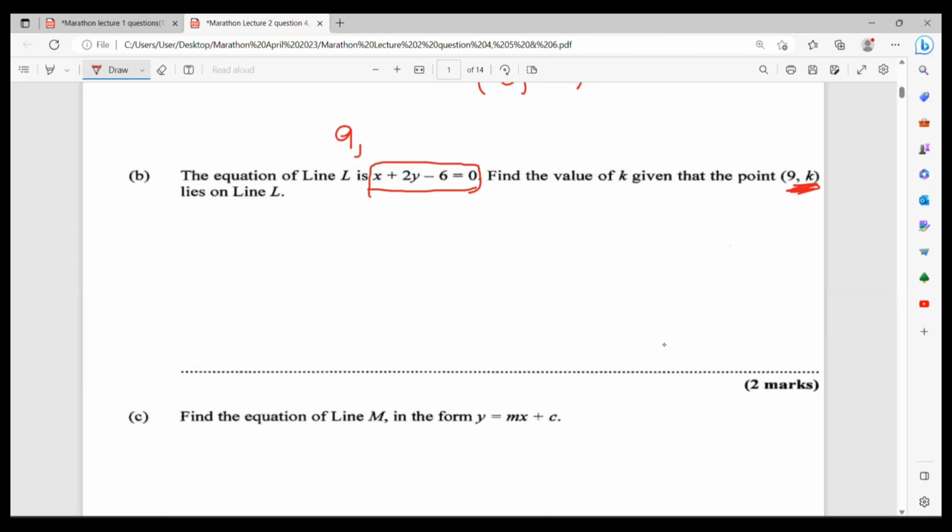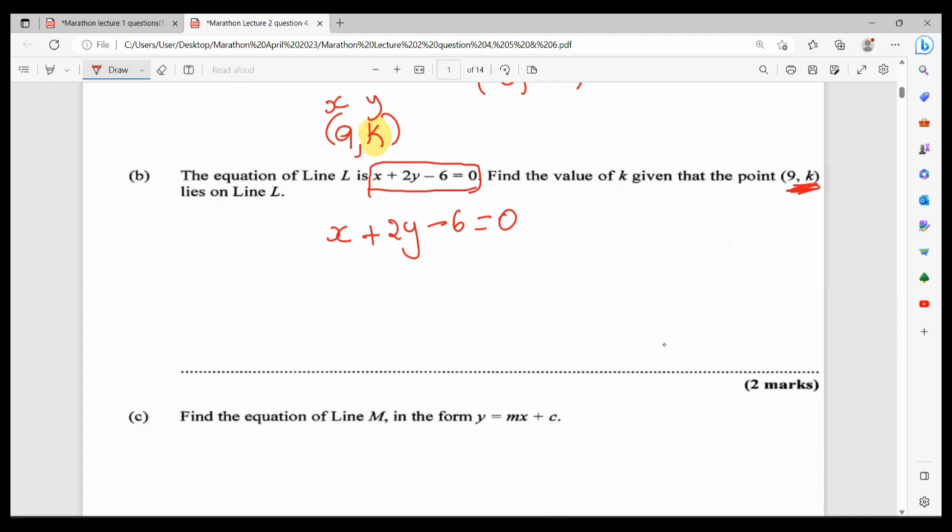Now, they had said that the point (9, K) is on the line, and you're supposed to find K. All you're going to do is what we just said. I'm going to take the X value and substitute it. See them there? This is the equation for the line: X plus 2Y minus 6 is 0. I can use this to find points that are on that line.